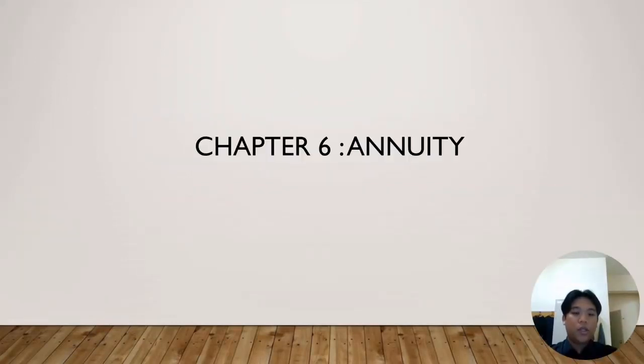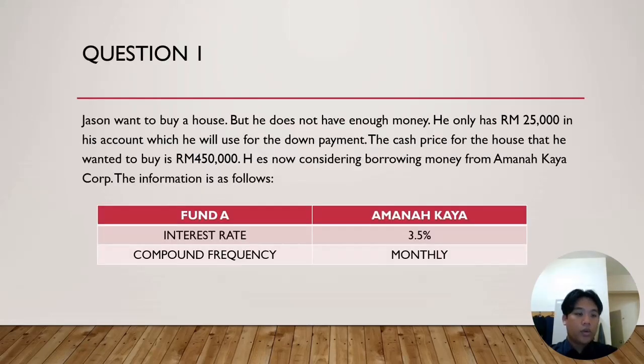Assalamualaikum, my name is Noorazri and I will be explaining chapter 6. Question 1. Jason wants to buy a house but he does not have enough money. He only has RM 25,000 in his account which he will use for down payment. The cash price for the house that he wanted to buy is 450,000 ringgit and he's considering borrowing money from Amanah. These are the information: 3.5% interest rate and compounded monthly.